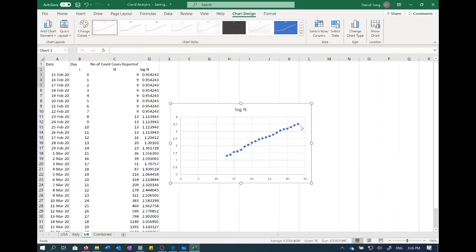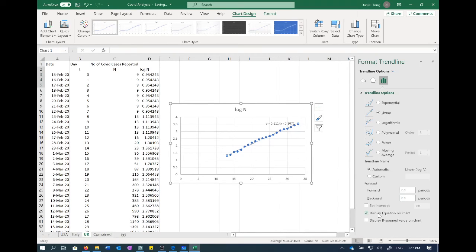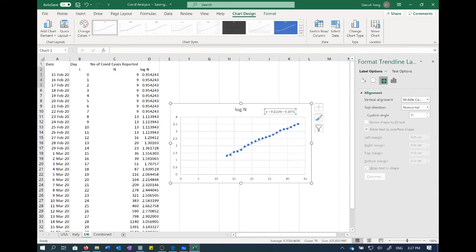also display the equation on the chart. So without doing any calculation, the program has done everything for us. Okay, we have our gradient here, 0.1114.